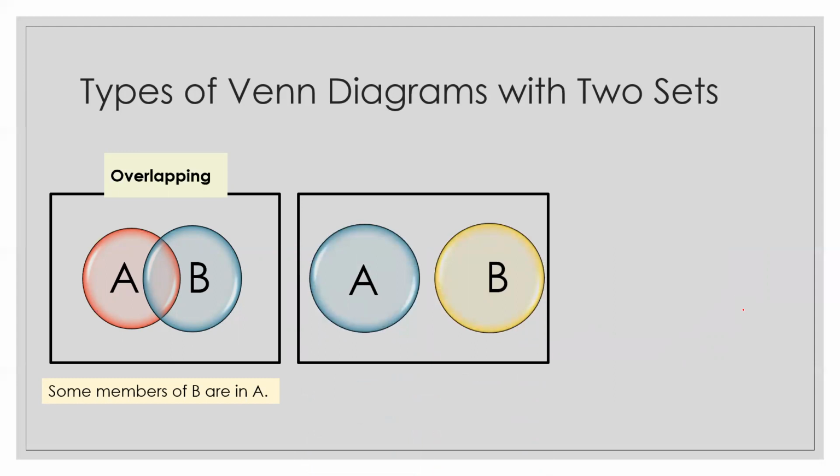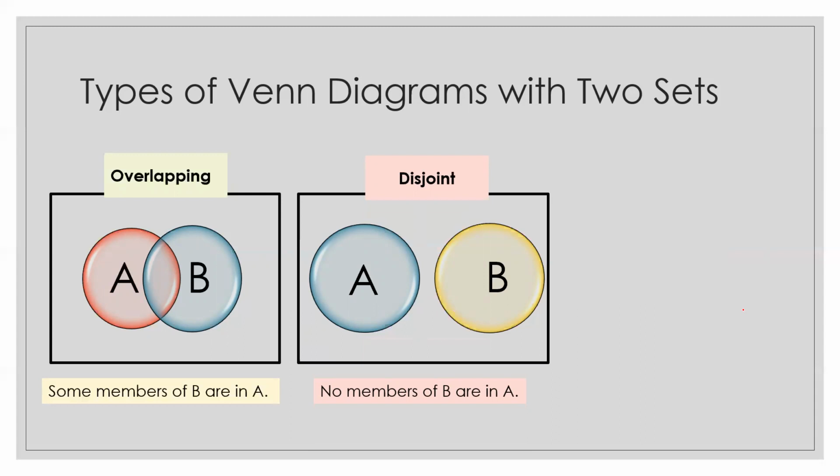How about that? Did you draw that? That is what we call disjoint sets. A and B are disjoint. That means no members of B are in A, or no members of A are in B. There's no common element.